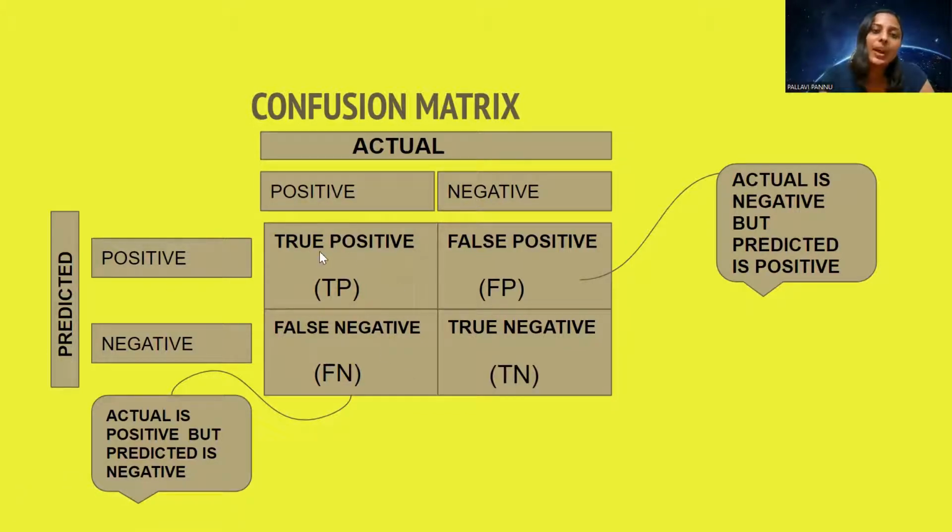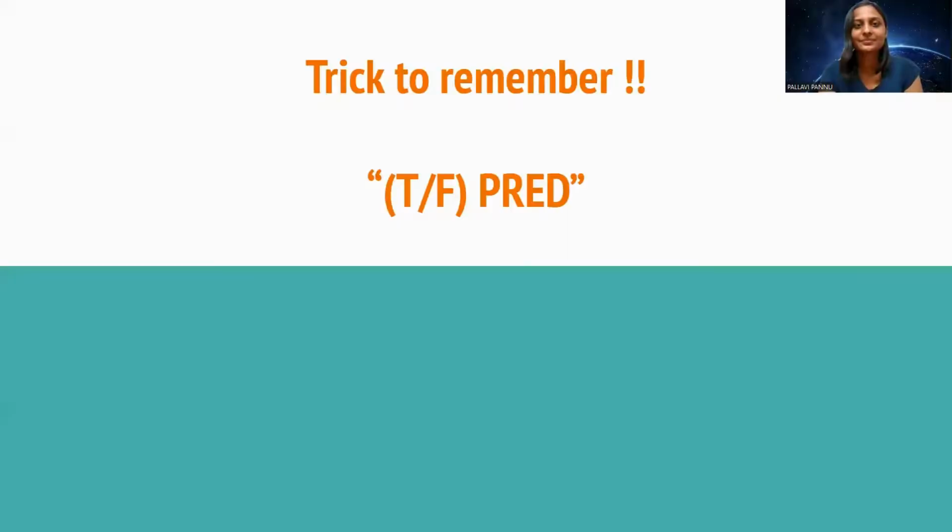Now you see these values: true positive, false positive, true negative, false negative. So what does it actually mean? It's confusing, I know. So I have developed a trick just for remembering purposes. It's not a formula, but let's go to that trick. It's a very good trick.